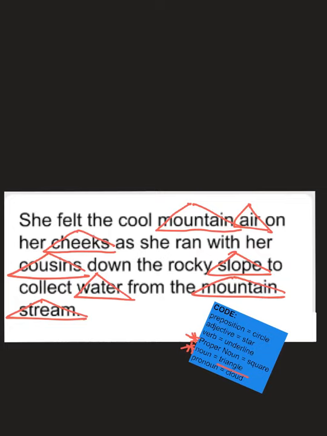Okay, were you able to find them? Where were they? Okay, I hope you said ran. Yes, that is a verb, that is an action or doing word. Also, I hope you said collect, because collect is a doing action word. And there is one more right at the beginning. Yes, it's felt.